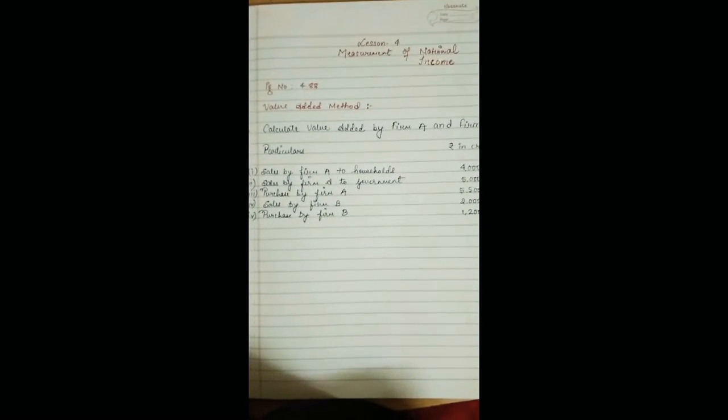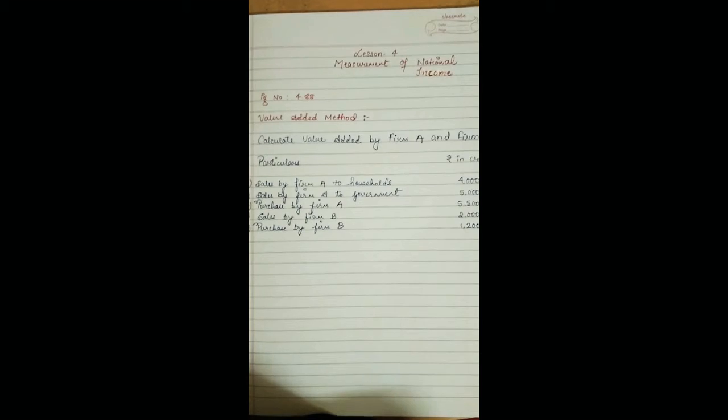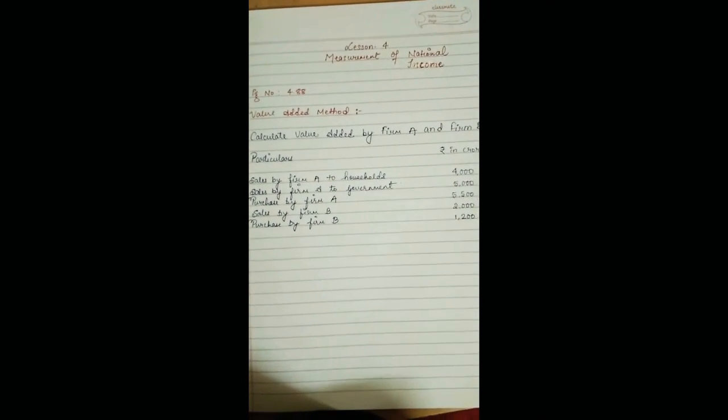In the last video lecture, you all went through the three methods of calculation or measurement of national income. The first method was the value added method. So I'm here to do some questions based on this method so that you can understand it and further do many more questions related to the value added method.